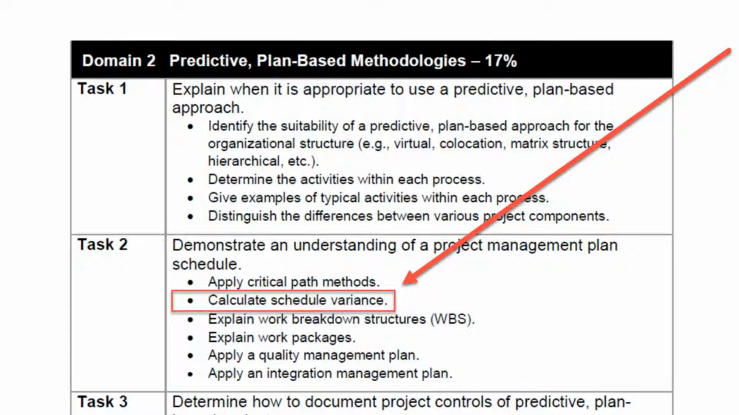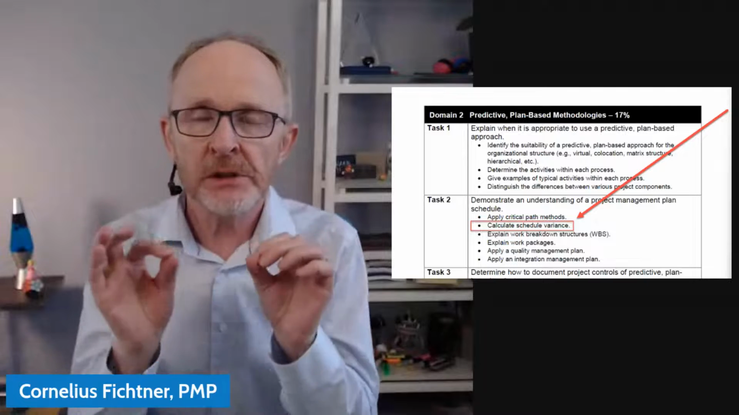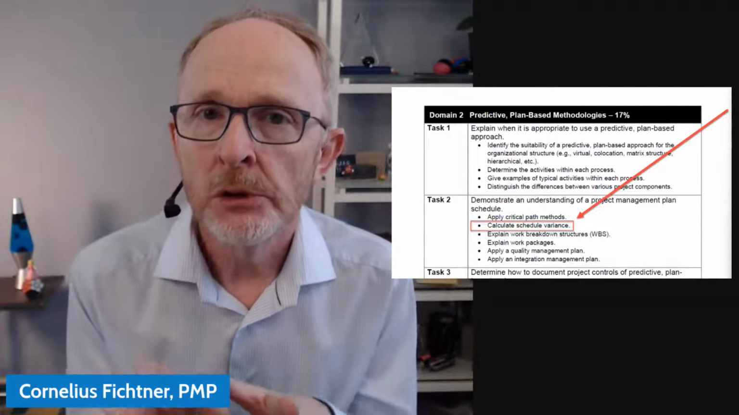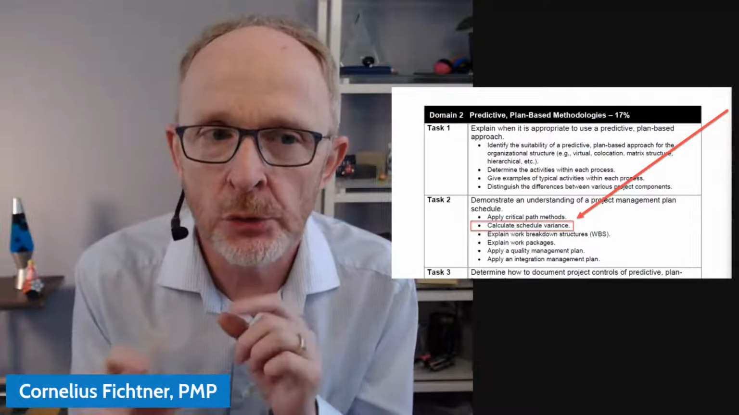we look at task 2, the one that we just looked at a little earlier, right? Demonstrate an understanding of a project management plan and schedule, right? And one of the enablers underneath that is calculate the schedule variance. So PMI has clearly told you in the exam content outline, as part of the CAPM exam, you must be able to calculate the schedule variance.